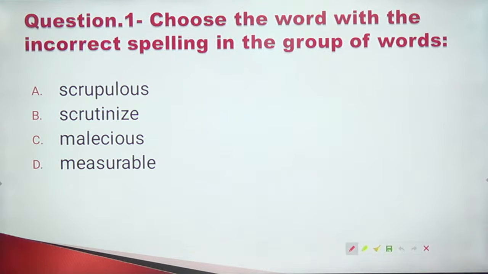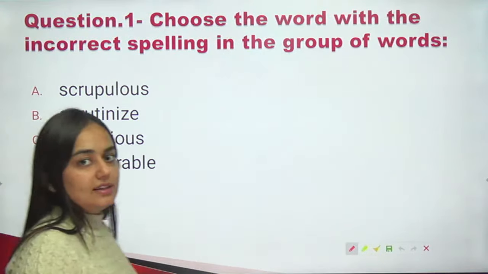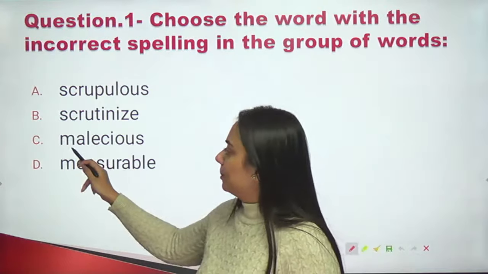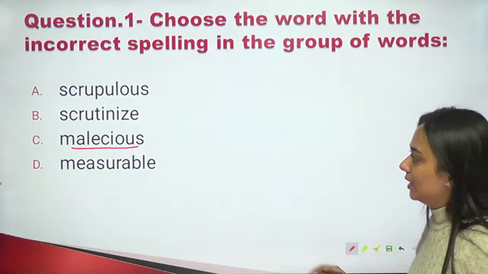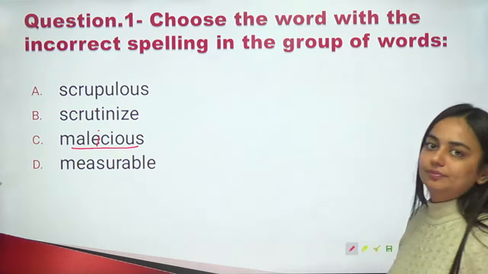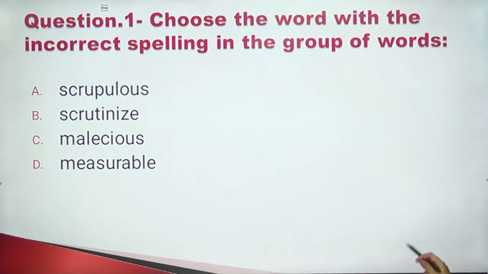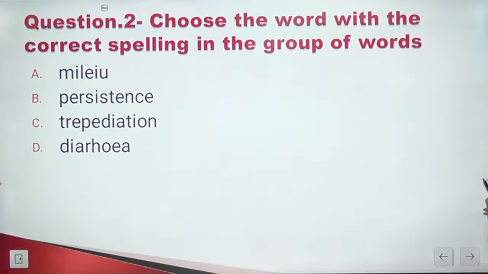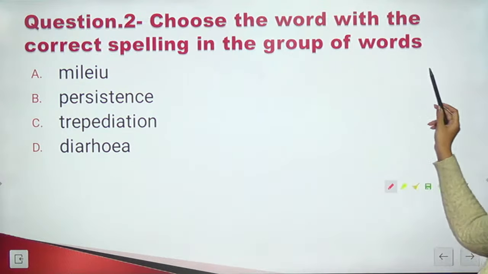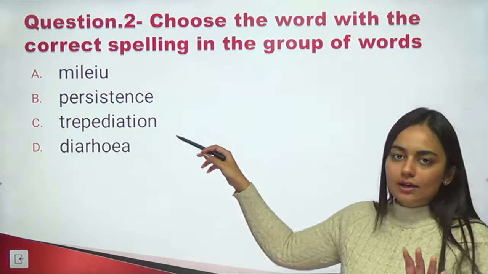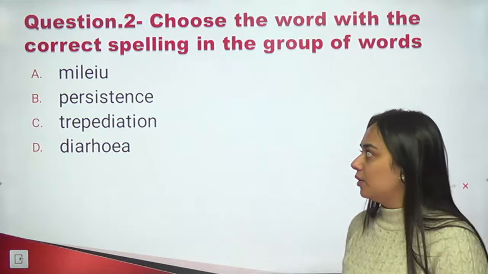So, scrupulous is careful, scrutinize is to examine, malicious is intending to cause harm. हमें बताना है एक ऐसा word जिसकी spelling incorrect हो. So, the right answer is, it should be malicious, right? Here we have to write an I. Let's now move on to the next question. What do we have to do in this one? Choose the word with the correct spelling in the group of words. So 3 are with incorrect spelling, 1 is with correct spelling. We have to find out.